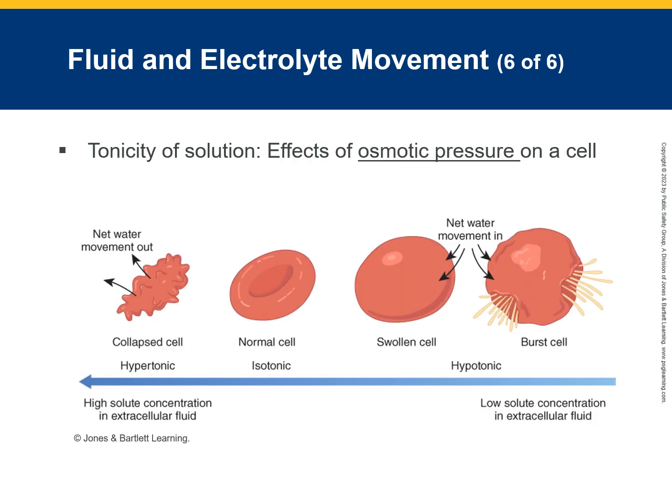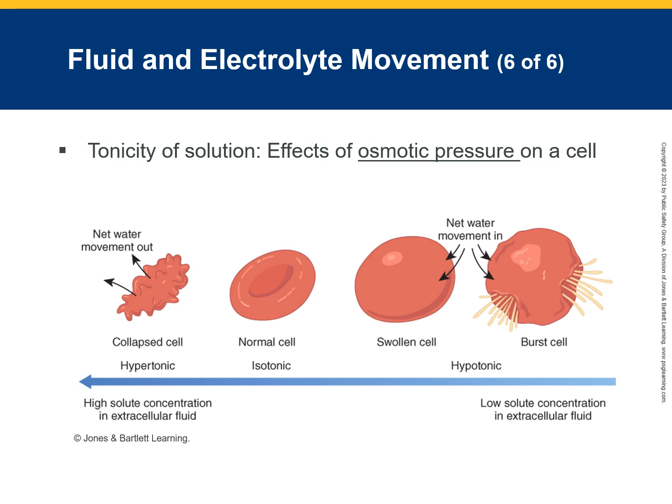Tonicity of a solution will affect the osmotic pressure, or the pressure against the cell wall. An isotonic solution has the same concentration of sodium as does the cell. A hypertonic solution has greater concentration of sodium than the cell itself, and a hypotonic solution has lower concentration of sodium than the cell.